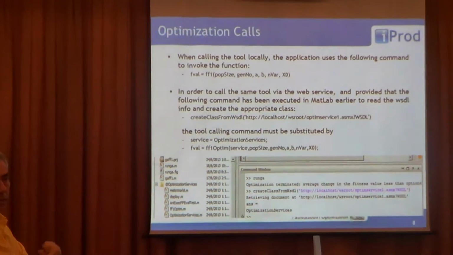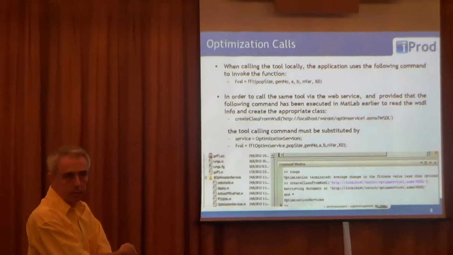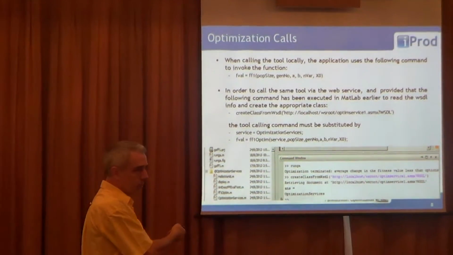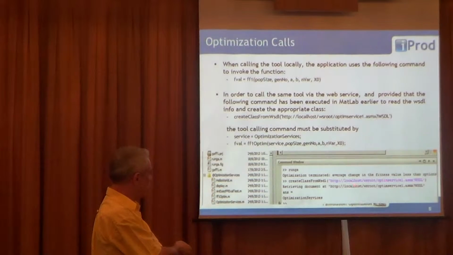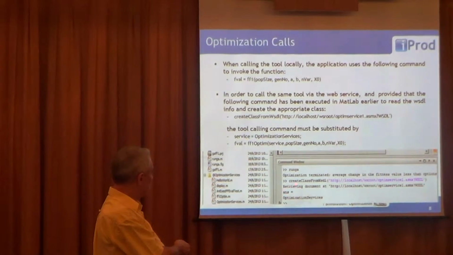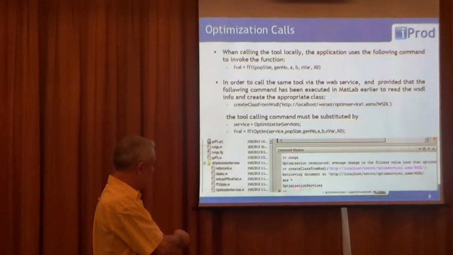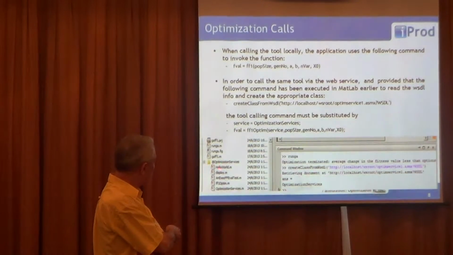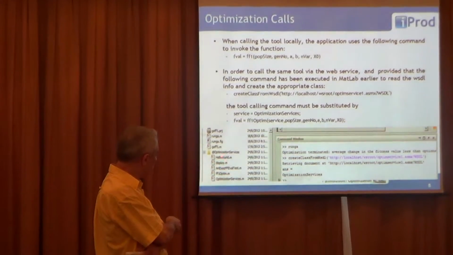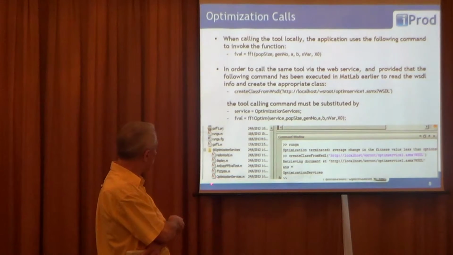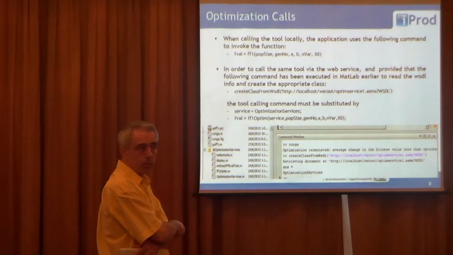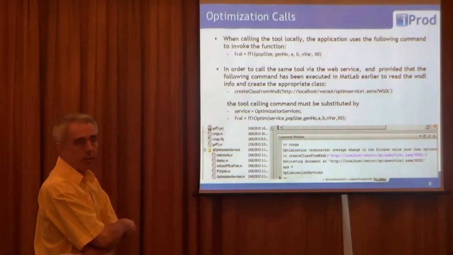This is an example from MATLAB, where it's done automatically. We submit to MATLAB where this service is. It finds it, and creates subroutines ready for us. Instead of calling the local FF1, we call the network function with the same arguments.